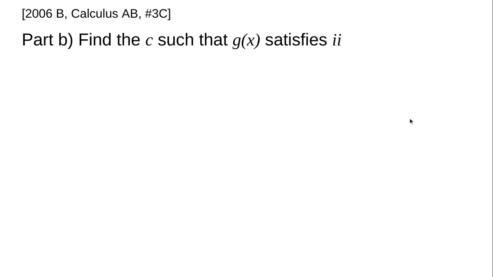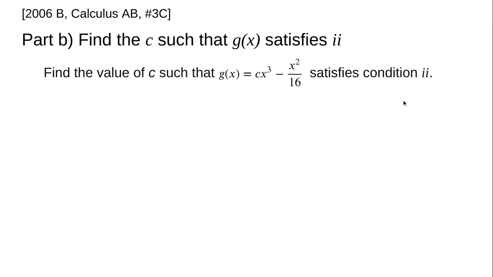In part B, we are to find a value of c such that g of x satisfies the second condition. G of x is a cubic function of the form c times x cubed minus x squared over 16. So we're supposed to find a value of c such that the second condition is satisfied. And again, the second condition is that f of 4 is 1 and f prime of 4 is also 1.